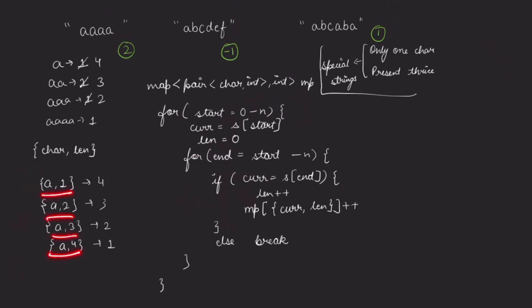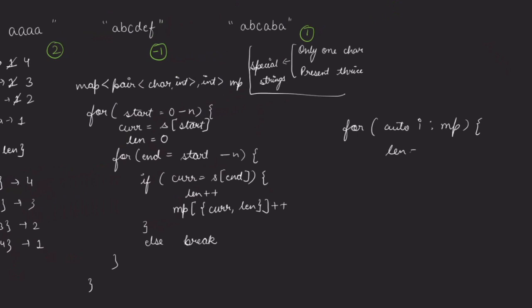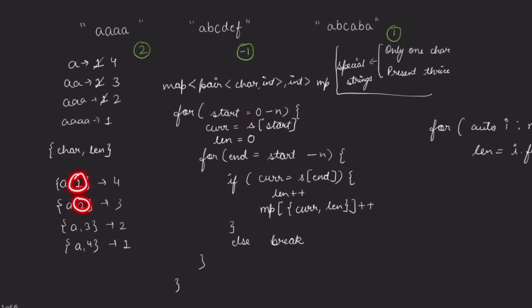For each key, we will check that if its value is greater than or equal to 3, then we will take the maximum of this substring length, because we need to return the longest special string, right? So we can just iterate inside the map, for auto i in mp, and the length will be present in i.first.second, right? So i.first.second will give you this length, right?